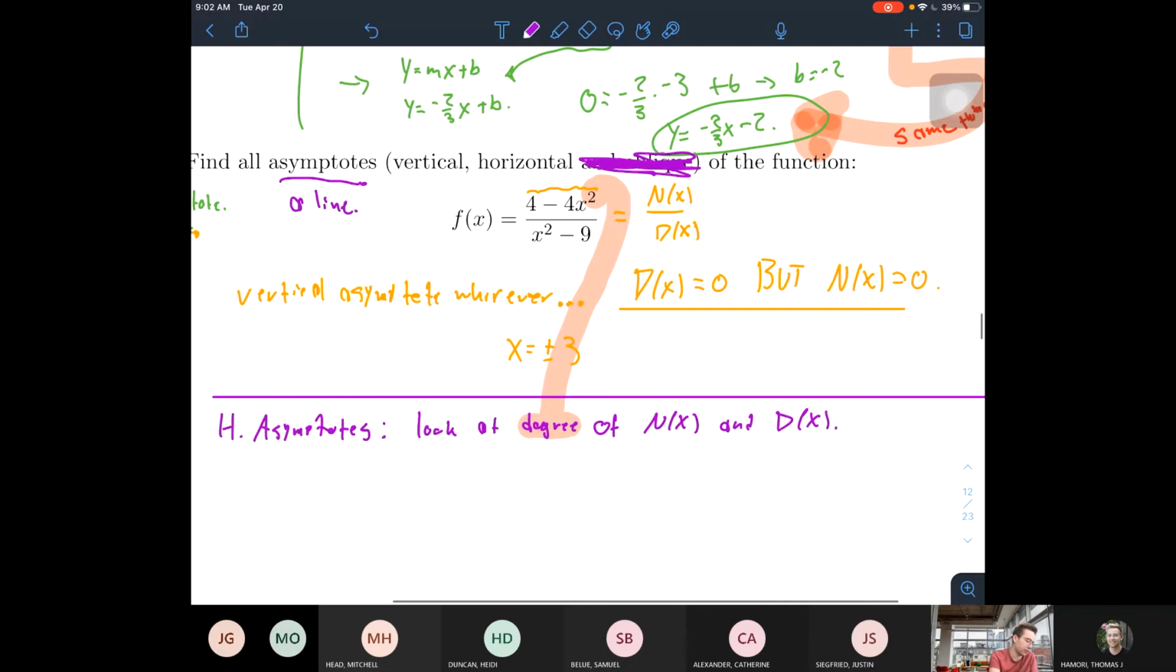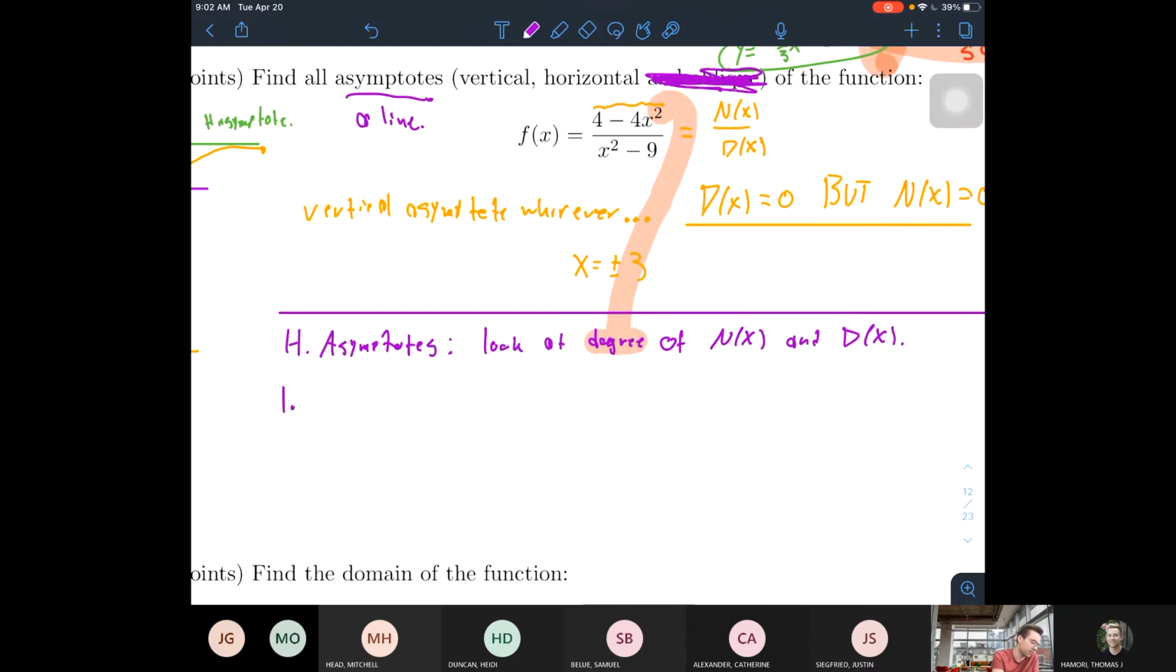Okay, so if we had 3 cases. Case 1: the degree of n of x is larger than the degree of d of x. So the numerator has higher degree than the denominator. Maybe the numerator is something like something, something, something x to the 5th, and then the denominator would be something, something, something x to the 3rd. If the power is higher on top, there's no horizontal asymptote.